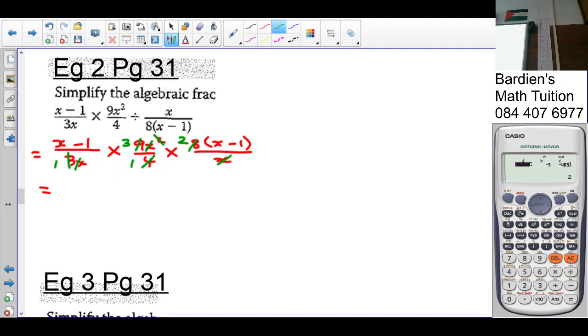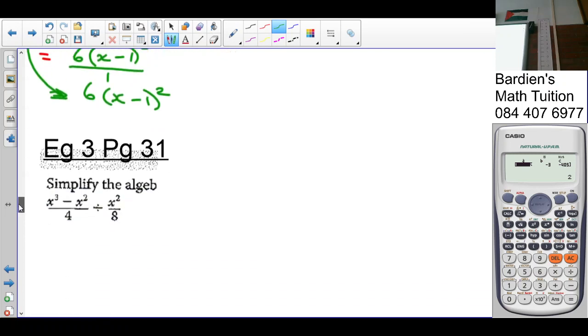X minus, you got 2 times 3 is 6 into x minus 1 times x minus 1 is going to be what? X minus 1 squared over 1 times 1 is 1. So the answer is simply 6 into x minus 1 squared. You could have gone from there straight into that answer, no problem with it. Okay. Any issues? You all understand? No confusion, eh? They're at the back. You understand, Michael? Yes. Now we're looking at example 3 on page 31.